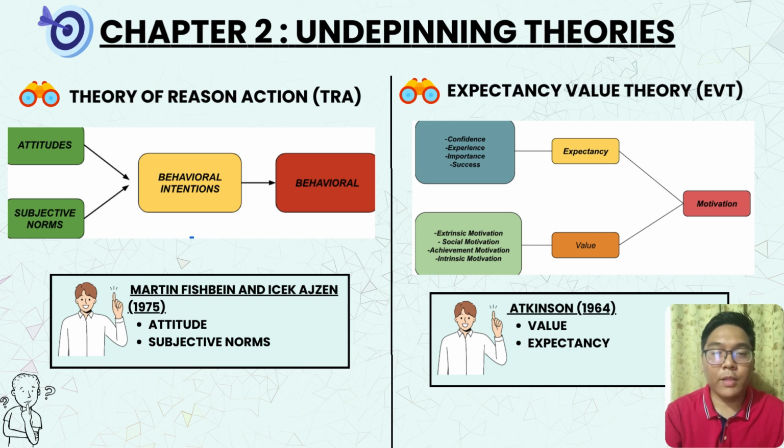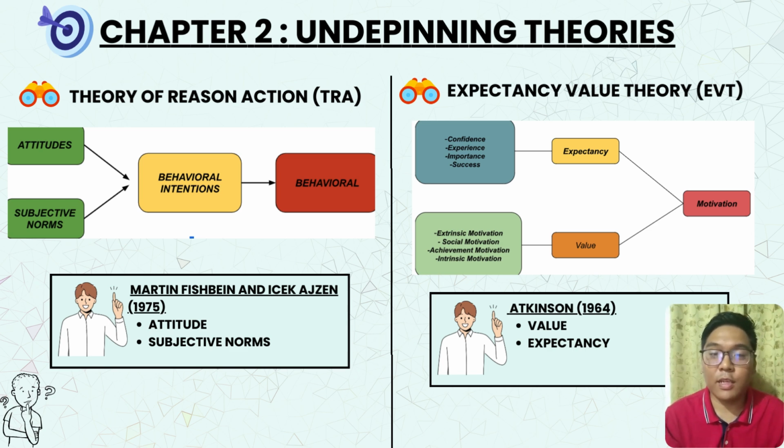Next, we go to the underpinning theory. The first is the theory of reasoned action, or TRA. TRA was formulated by Martin Fishbein and Icek Ajzen in 1975. The main purpose of TRA is to predict individual behavior by analyzing their current attitude and behavioral intention. Furthermore, TRA specifically examines various elements that influence an individual's tendency to engage in certain behavior. This tendency ultimately determines whether or not the behavior will actually occur. This theory consists of two elements, which are attitude and subjective norm.